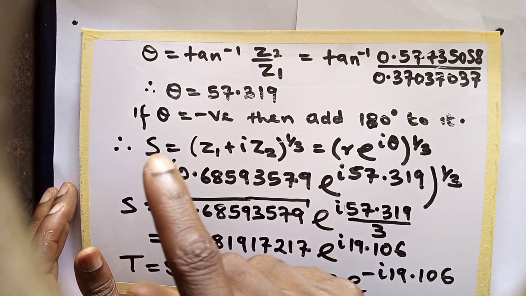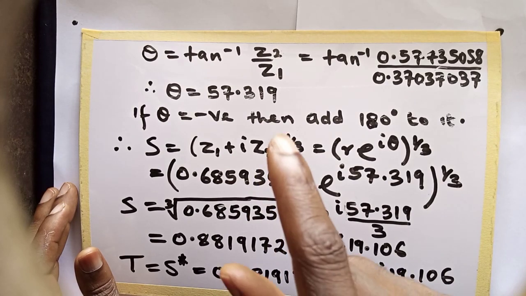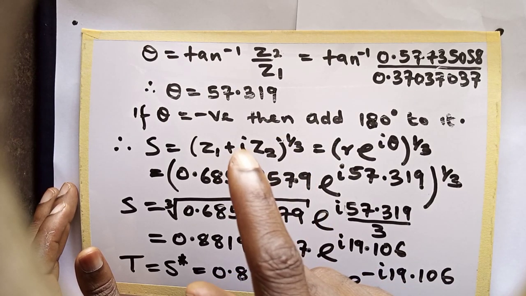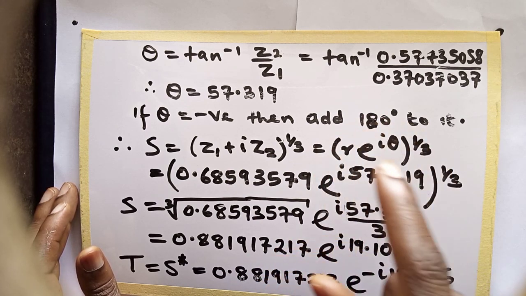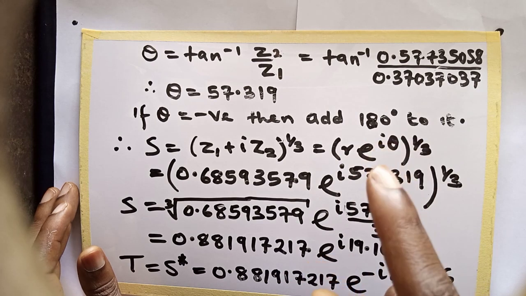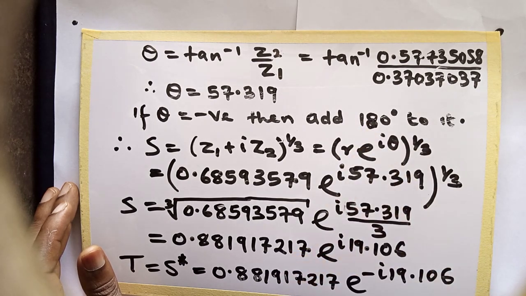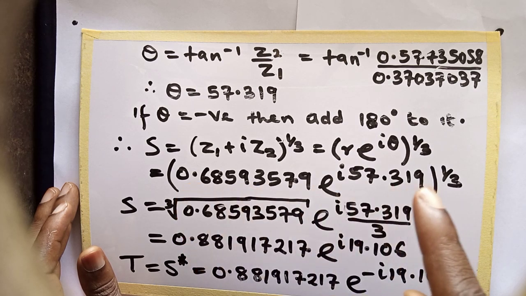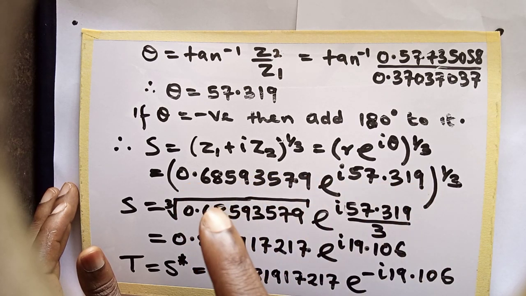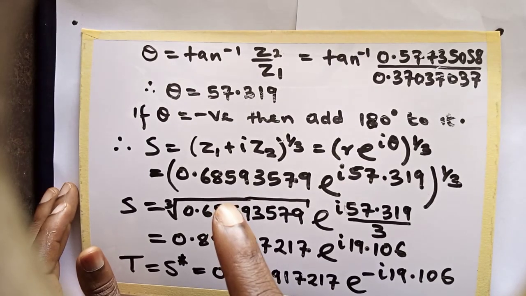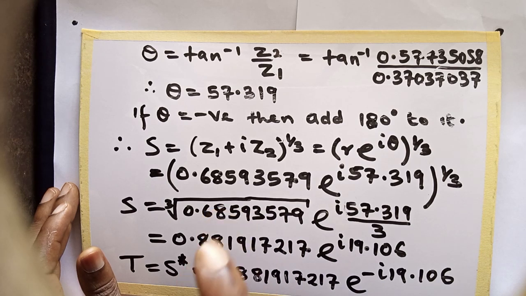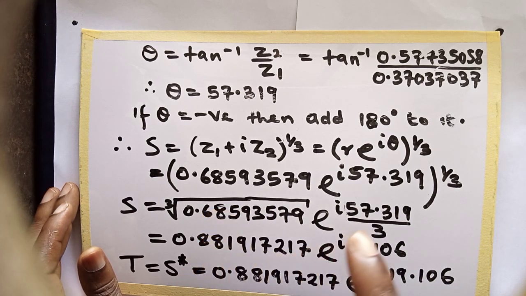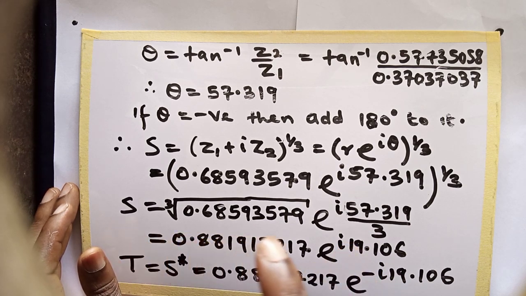Now, recall that our s is equal to z1 plus iz2 raised to 1 over 3, which is the cube root of this, and is now equal to this. It is preferable and easier to solve the cube root of a complex number in this form. So when it is in this form, to take the cube roots, we just take the cube root of the value of r, then divide theta by 3. You divide the angle by 3, you get this value, and that will be the value of s, which is this.